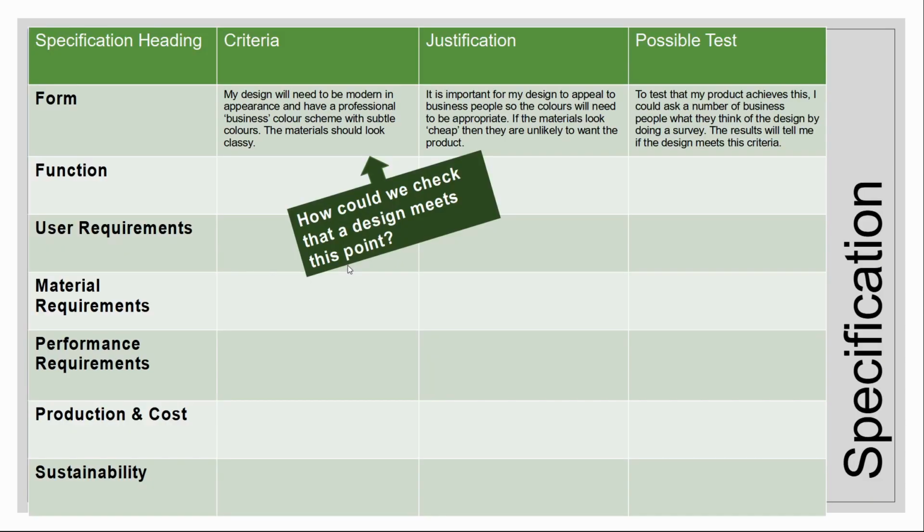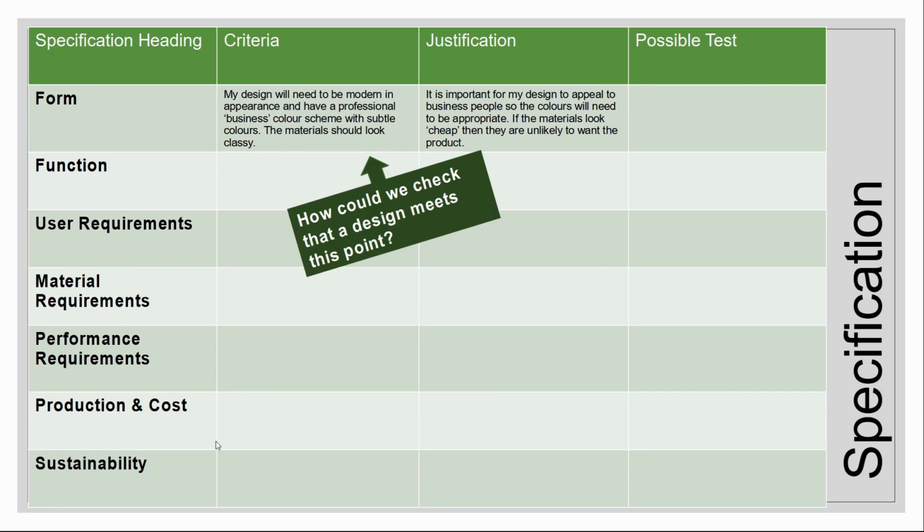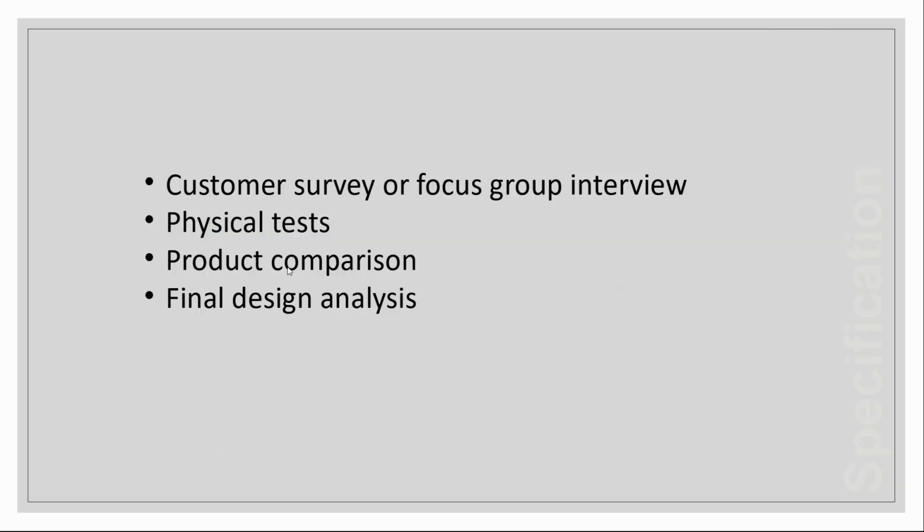So, for example, let's have a look here. If you said that, let's say production cost, under the cost part, if you've said my design needs to cost between £20 and £30 and target the upper end of the market or the more prestigious end of the market, you could say that to check if it does that, you will take a similar product, or you'll investigate similar products that are aimed at the same area of the market and compare the price to see if yours is competitive.